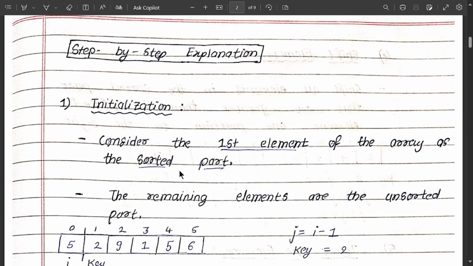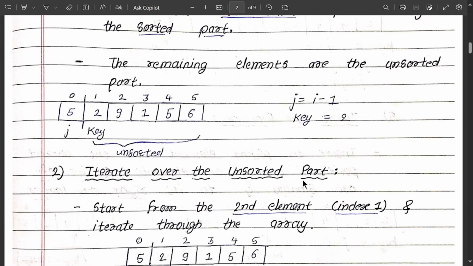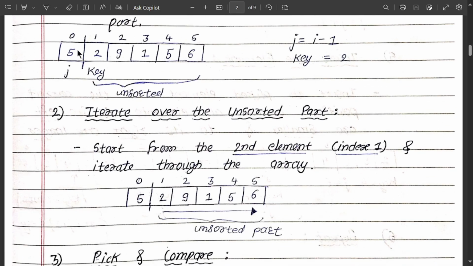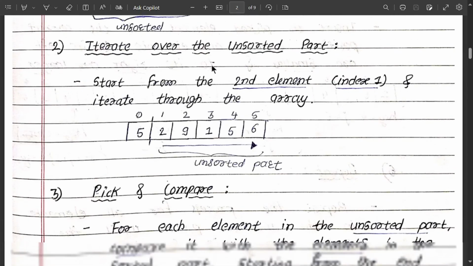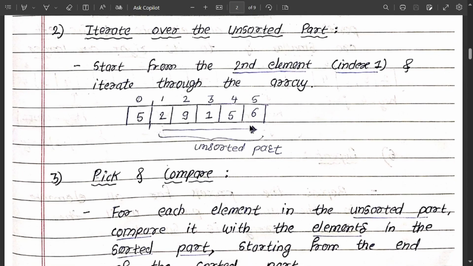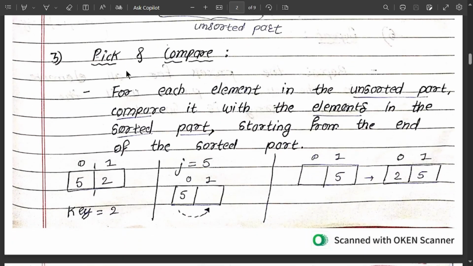Consider the first element of the array as the sorted part. We are just going to say that the element present at the 0 index will be the sorted part. The remaining elements are the unsorted part. J is going to be i minus 1 and key is going to be 2 at this point for this array. Iterate over the unsorted part. Start from the second element, which is present at index 1, and we are going to iterate from that.